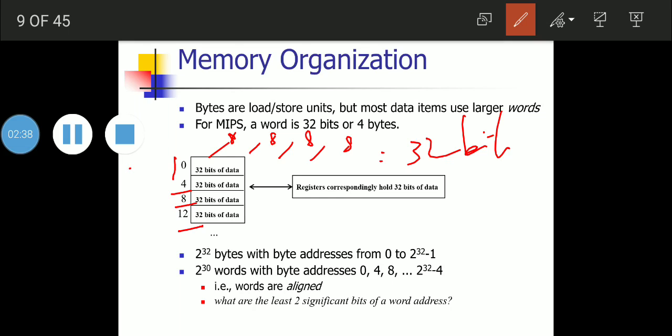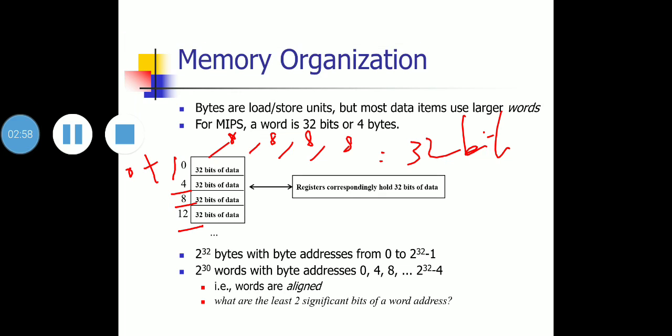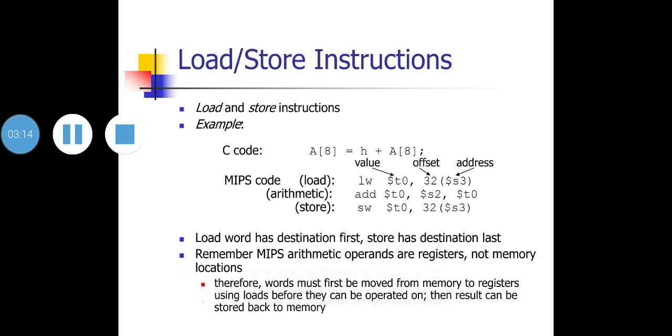So it has 0 to 3, and the next is 4, 5, 6, 7, and the next is 8, 9, 10 and 11. Next is 12, 13, 14 and 15. Likewise it goes. So this is 2 power 32 bytes with byte addresses from 0 to 2 power 32 minus 1. If it is the case of 2 power 30 words, then the byte addresses will be 0, 4, 8 up to 2 power 32 minus 4. That is, the words are aligned here.